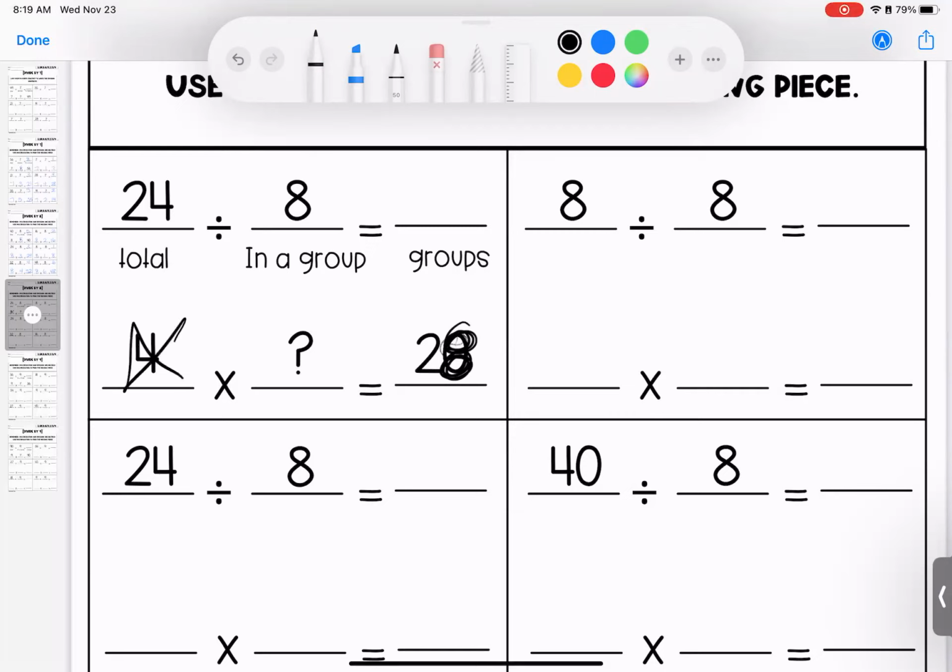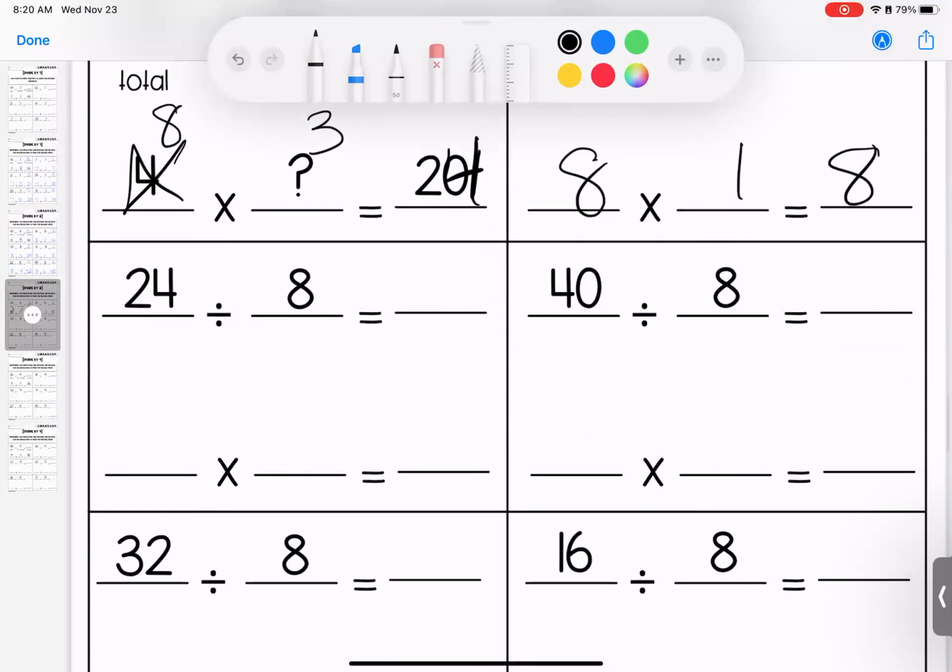24 divided by 8 is 3 because 8 times 3 is 24. 8 divided by 8 is 1 because 8 times 1 is 8. 24 divided by 8 is 3 because 3 times 8 is 24.